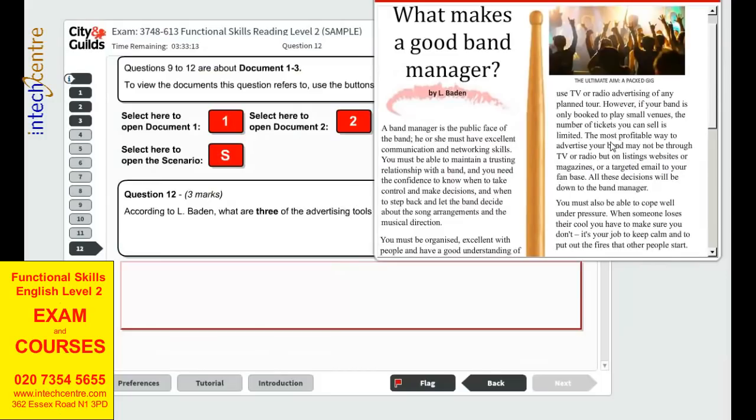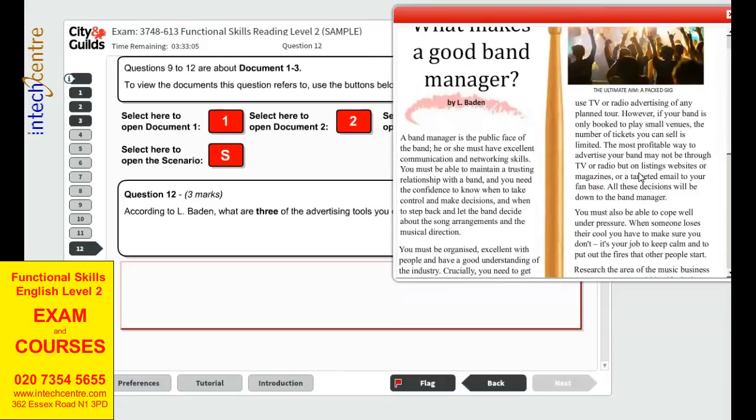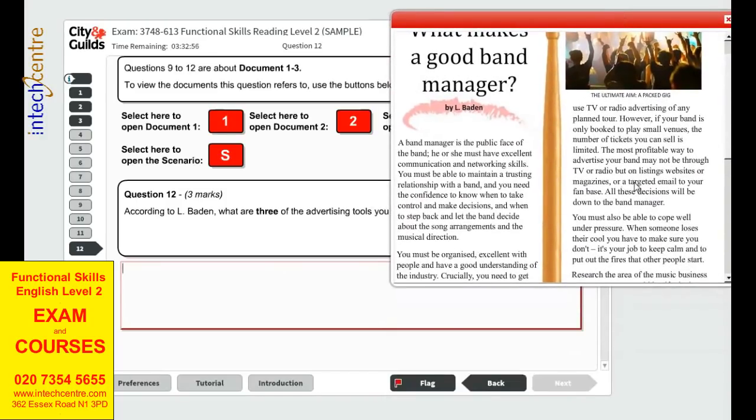So advertising. So let's look for a similar, the most profitable way to advertise. So here we have it. So we find the keyword to sell tickets. So may not be through TV or radio, listing websites or magazines. So the author here has given a number of different advertising tools. So it may not be through TV or radio, but on listing websites or magazines or a targeted email to your fan base. All of these decisions will be down to the brand manager.